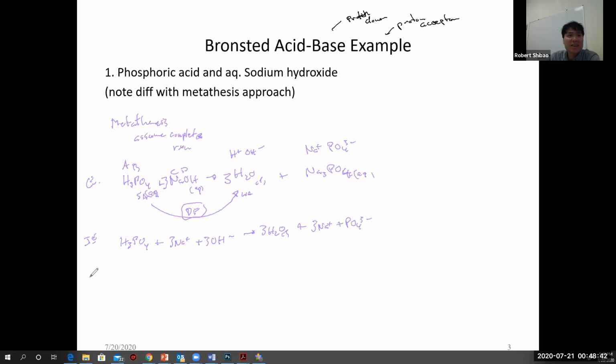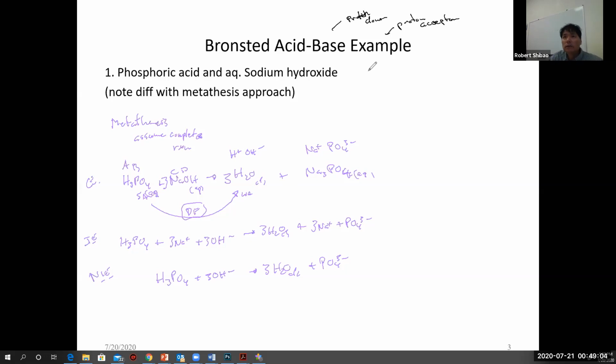Then in the net ionic equation, we get rid of the spectators. So the spectators would be sodium ions in this case. And so we'll have H3PO4 plus 3 hydroxides yields 3 H2O liquids plus phosphate. And the sodiums are gone. So that would be the NIE for this.